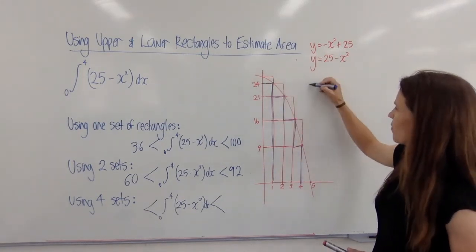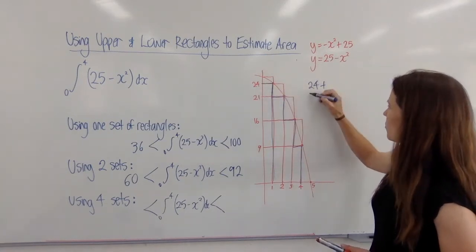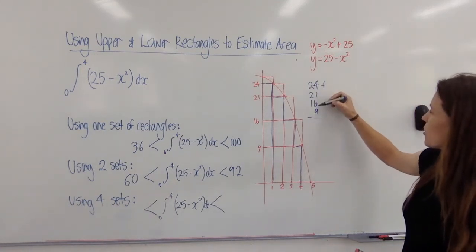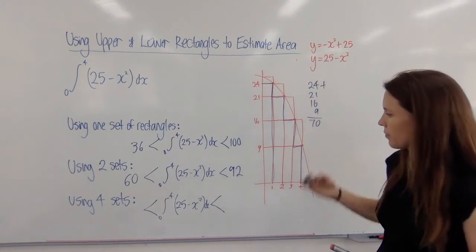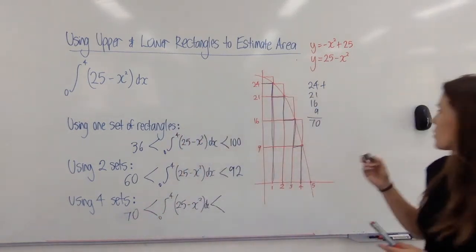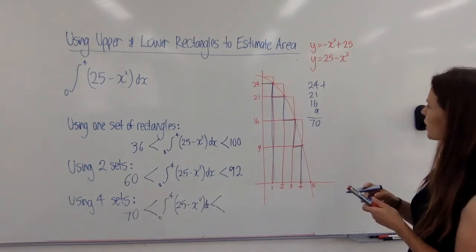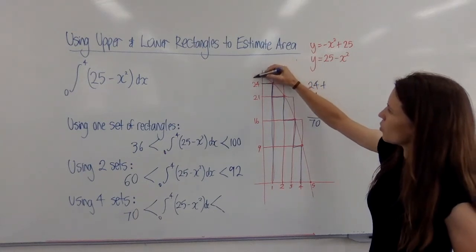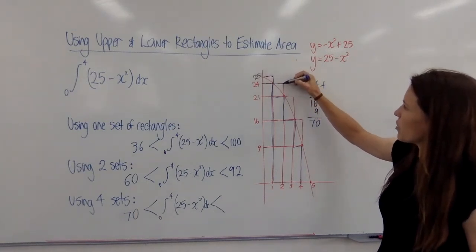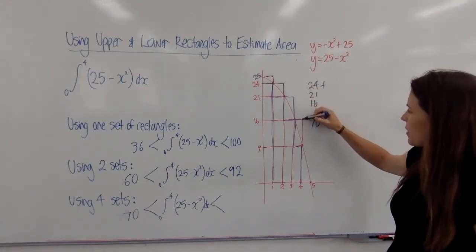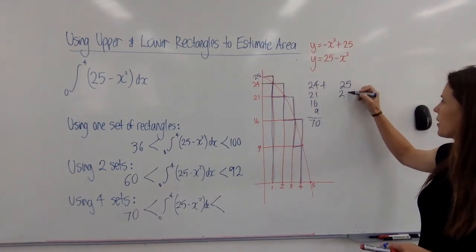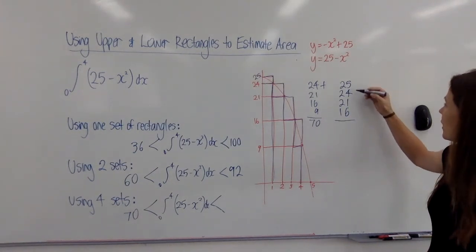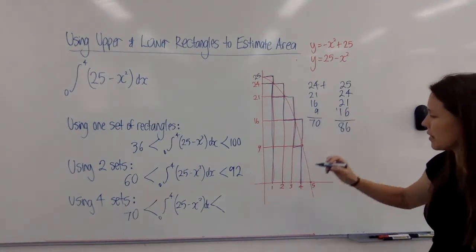So we have one that's 24, we have one that's 21, and we have a 16, and we have a 9, and we really just need to add those together. So we're going to get, what's that, 70. That's getting closer. And then if we go ahead and look at the large set of rectangles, well, this one is tall, it's 25. And then we have the 24, the 21, and the 16. So those are the numbers that we'll need to add together. And you can see here that we're going to get an upper boundary of 86.